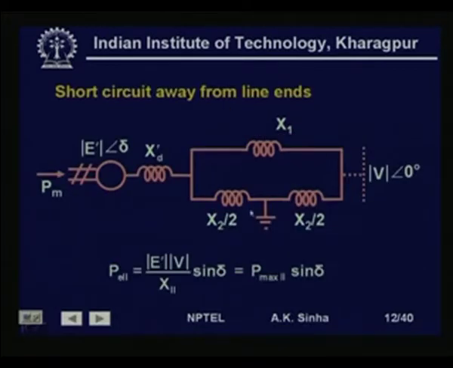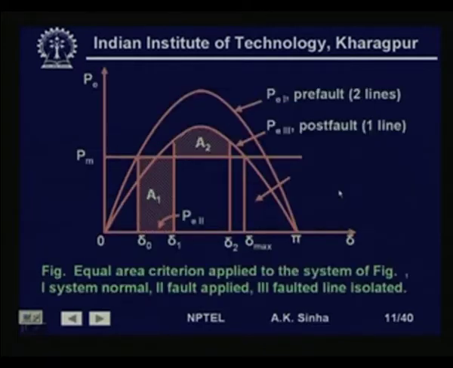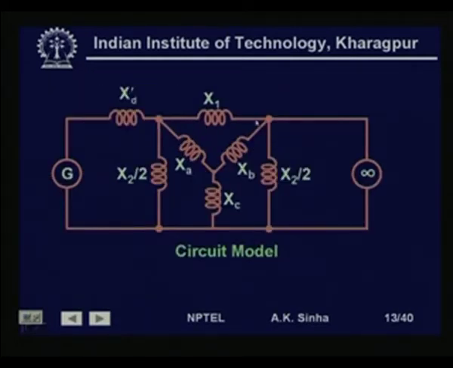That is, if we look at this circuit condition, we have x d dash and this x 2 by 2 connected to the ground, and this x 2 by 2 connected to the ground, and this x 1 between these 2 points. So, this forms a delta x 1, x 2 by 2 and x 2 by 2, and we can always use star delta transformation to transform it into a star, where we have the star impedances given as x a, x b and x c.